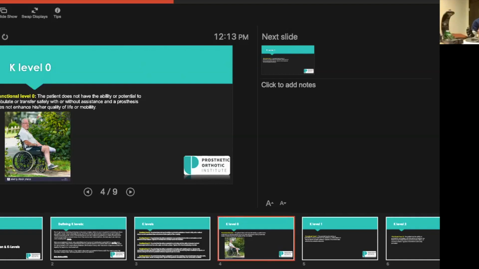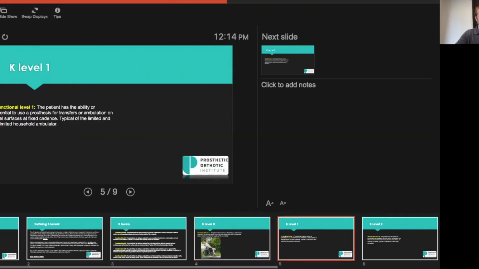Those issues happen for folks who are non-ambulatory as well. So with that said, sometimes they require amputations, but they weren't ambulating beforehand. So now as a K0, they're not going to be meeting the criteria to ambulate afterwards. So that's what a K0 level defines. So next slide we're going to talk about here is a K1.